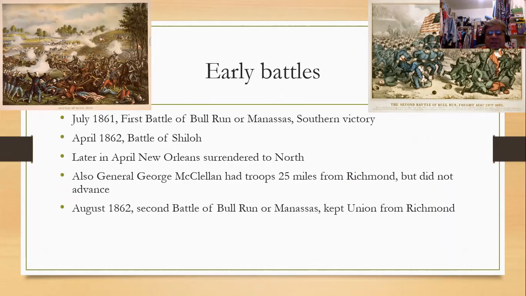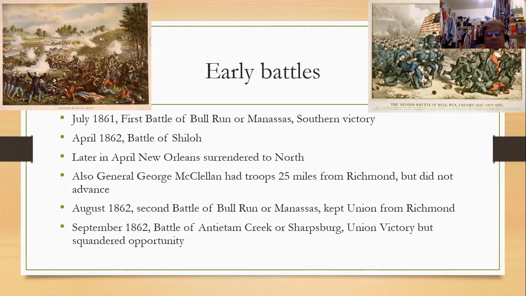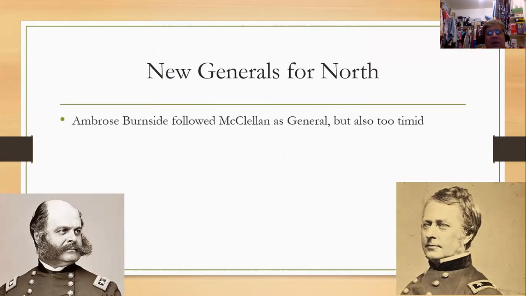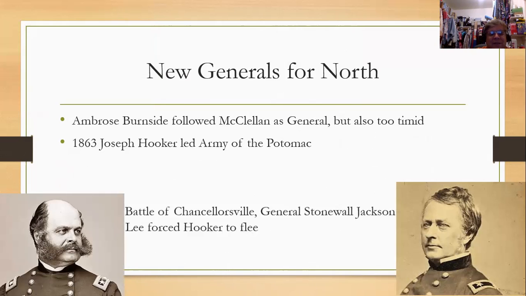And later, the Second Battle of Bull Run or Manassas in August of 1862 prevented the Union from going to Richmond. And then, even though the Union had a victory in the Battle of Antietam Creek or Sharpsburg, they didn't press forward with it. And Lincoln would fire McClellan. He appointed Ambrose Burnside, but Lincoln found him too timid. Then Joseph Hooker became a leading general, leading the Army of the Potomac, the principal Union Army in 1863.